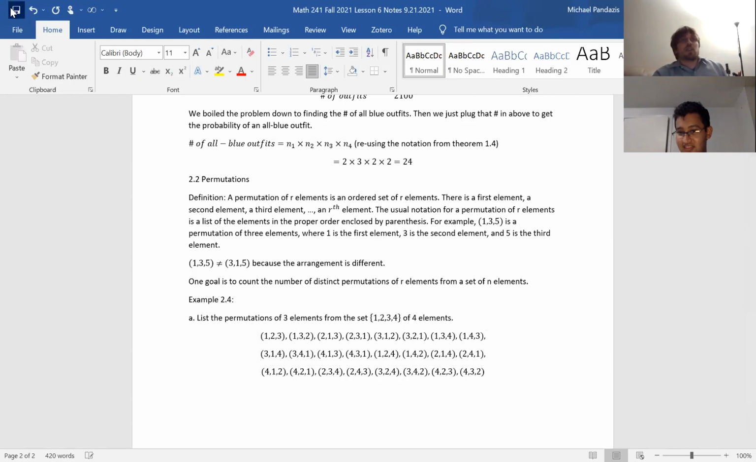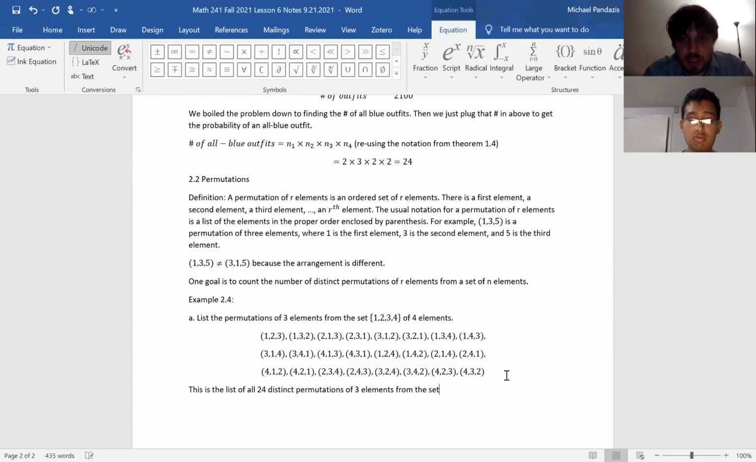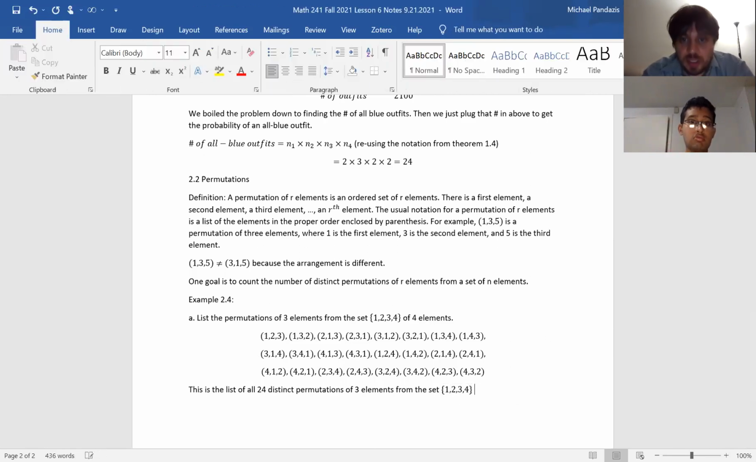Very good. Okay. So wow, that's perfect. Okay, so we have 3 rows, 8 each. So 8, 16, 24. Okay, so these are all 24 of the ways to order 3 things in the set with 4 elements. So this is the list of all 24 distinct permutations of 3 elements from the set 1, 2, 3, 4 of 4 elements. All right.